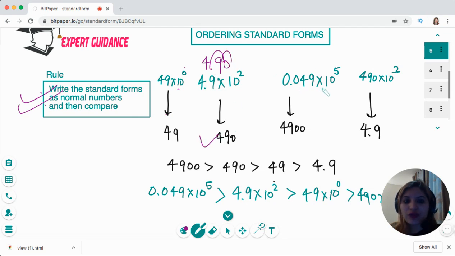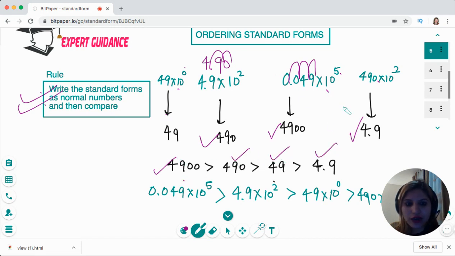It is 0.049 times 10 power 5. Positive power means move the decimal to the right by 5 places. So 1, 2, 3. So that becomes 4900. And 490 times 10 power minus 2, it means you have to move the decimal 2 places to the left, so you get 4.9. Now you can compare. The bigger number is 4900, then 490, 49, and 4.9.